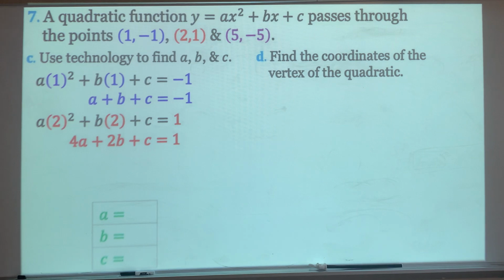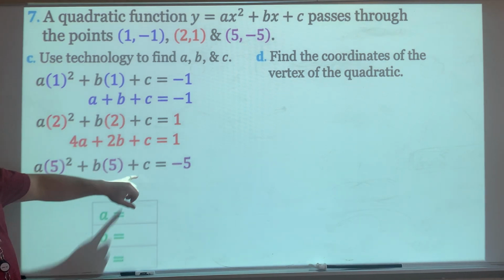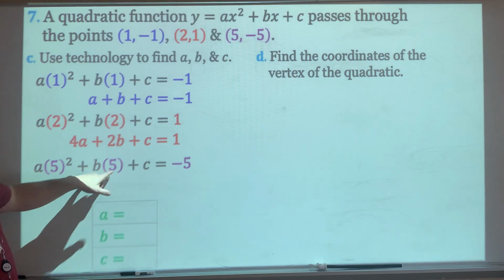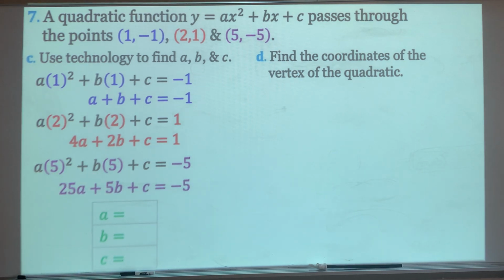Okay, good. Now we have 5 and negative 5. A times 5 squared plus B times 5 plus C equals negative 5. 25A plus 5B plus C equals negative 5. All right? All good? Now, in order to find our A, B, and C, we're going to use our calculator.